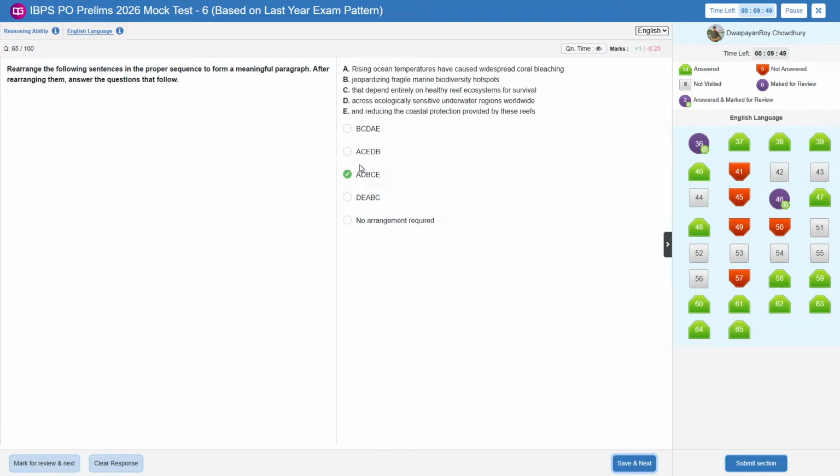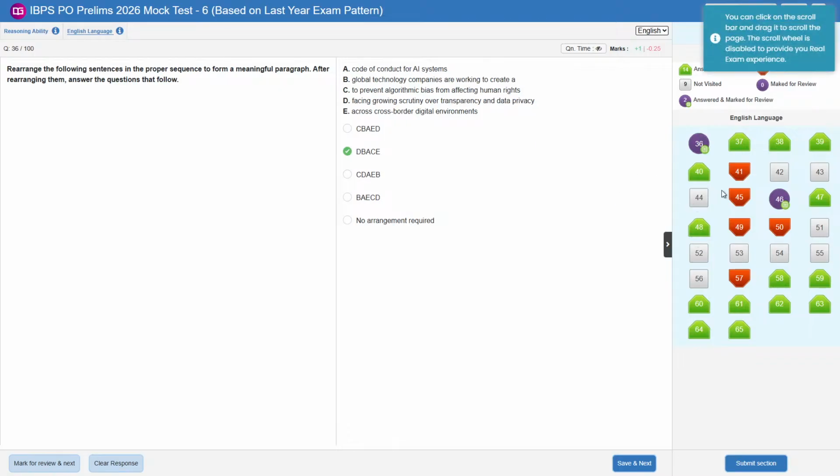So B and E is a pair, which is nowhere. So that depend entirely on the health, survival. So B, C, E. Okay, makes sense then.